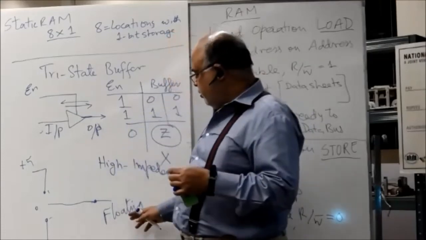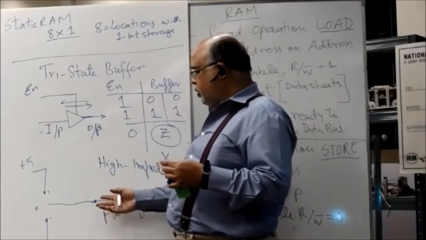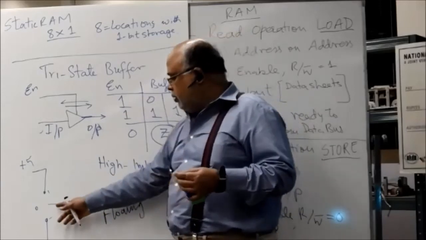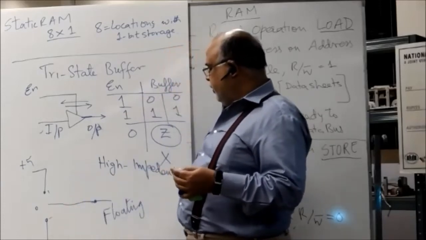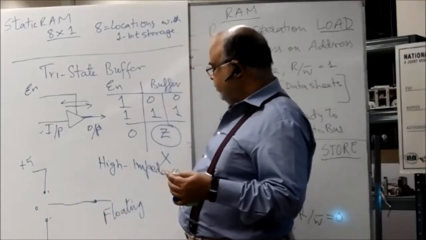So in electrical engineering, it's called floating output. Means it is ready to be connected to anything. If I connect this to this, it will be 0 volt. If I connect to this, it will be 5 volt.